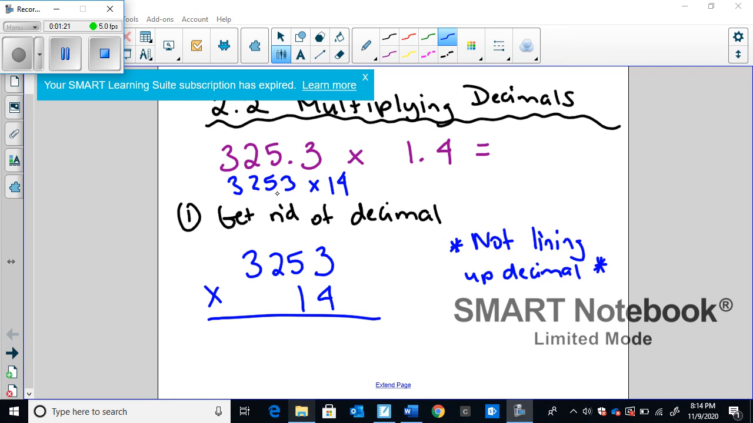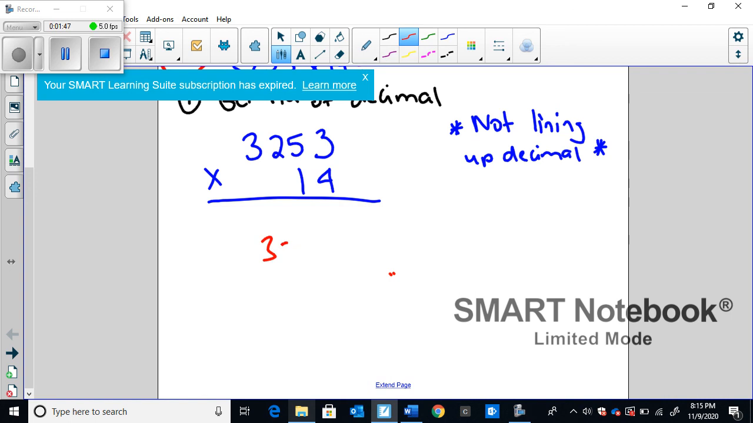So now, and this is just one method to do it, I'm going to call this method 1. A lot of people said, oh, I actually prefer to keep the decimal. That's totally fine. That'll be the second method I do. But for method 1, we want to get rid of the decimal. So this is actually 3,253 times 14. And if we were to do this multiplication, we would set it up this way. We do not want to do this, where that decimal point is. We don't want to be putting it at the end here.